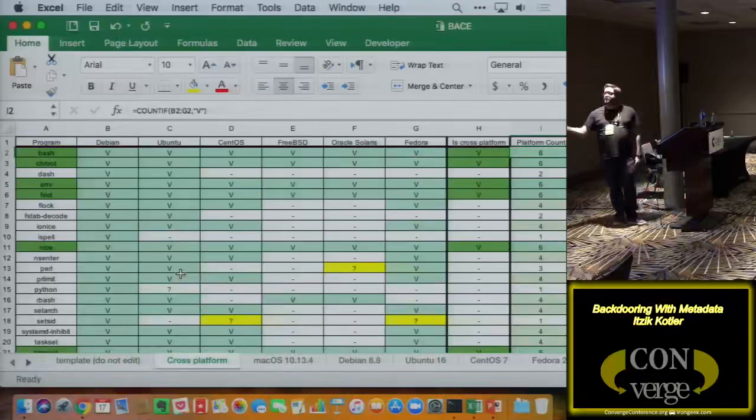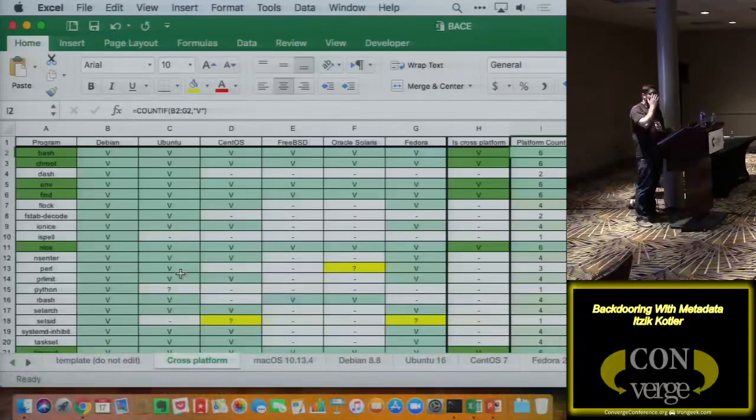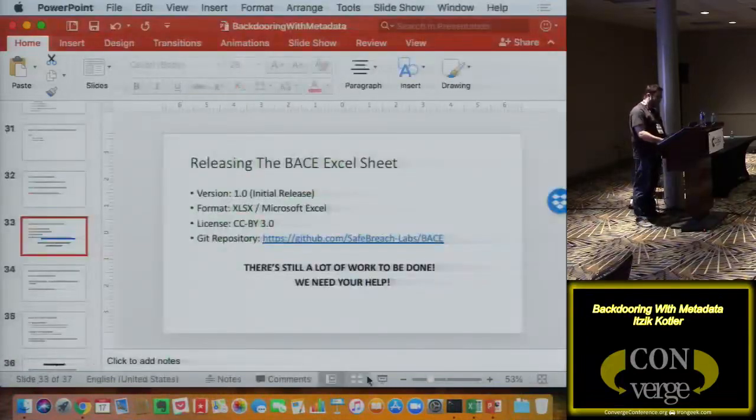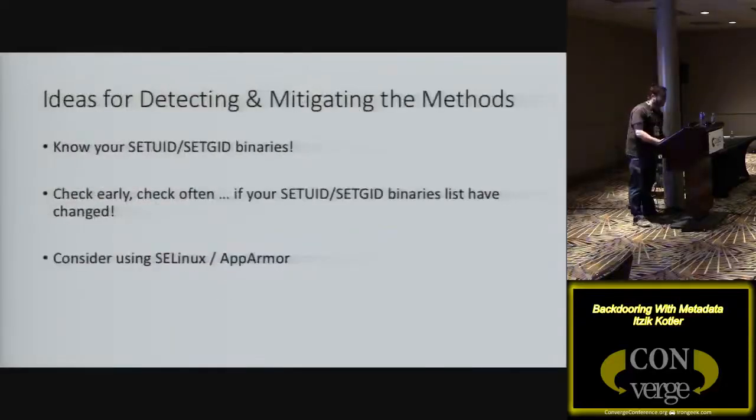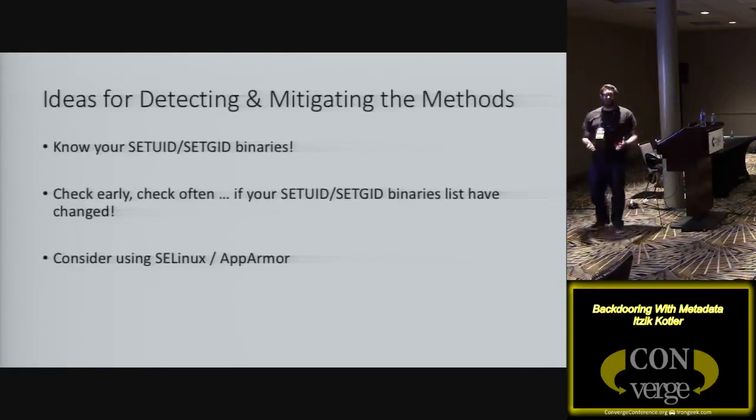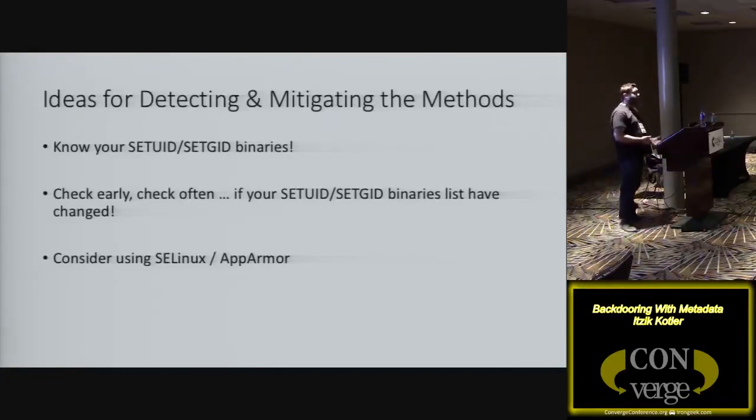We also created a small table for the cross-platform ones that we have found. Again, it's by no means finished or complete. It's just the beginning, but it will give you the right foundation to go ahead and weaponize it in your next pen test or red team. And so this is pretty much the end. We'll just talk a little bit about the mitigation and understanding of how you can find it. The lesson learned here is know your setuid and setgid binaries. Know them and then check for them. If something changed, you know you have a problem.